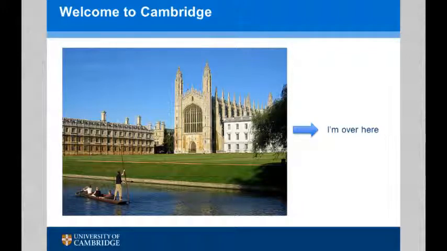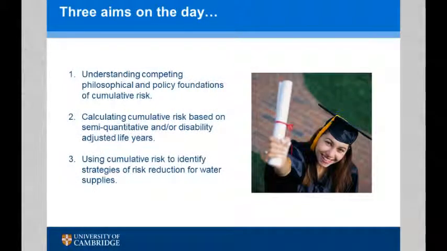The aims of the day, three aims of the day. This is a picture of one of my students, by the way, who's recently graduated. The first is to understand the philosophical and policy foundations. I think it's important to understand what we're trying to do with cumulative risk assessment within a decision framework. Secondly, to calculate the cumulative risk with this semi-quantitative approach, which is going to be based on disability-adjusted life years, although everything I say could also be simply done with quality-adjusted life years. It doesn't have to be disability-adjusted life years. And then finally, just a brief comment about using cumulative risk to identify strategies of risk reduction.